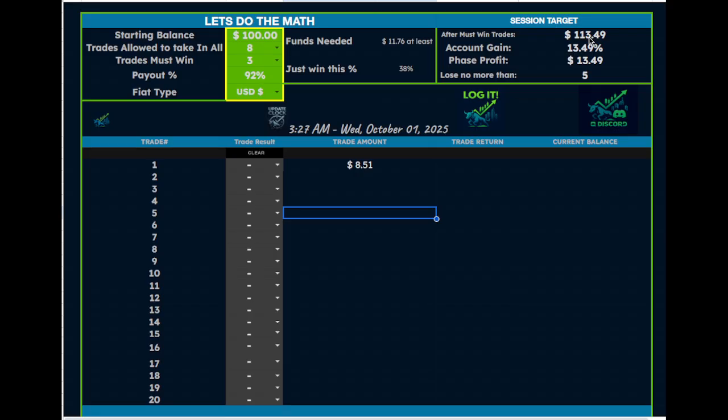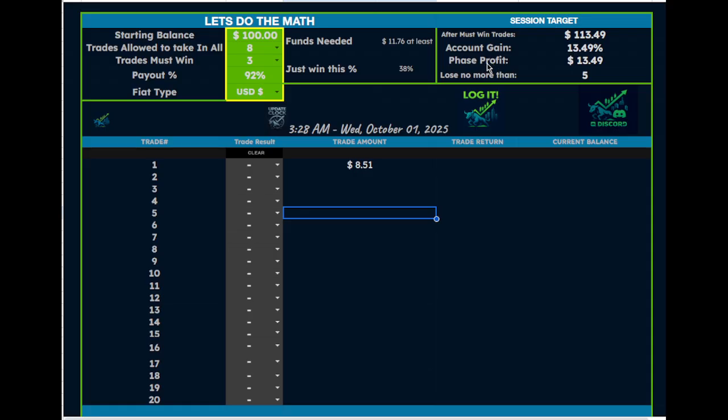It just varies. And instead of me getting real technical about how Pocket Option really works, I'm just going to leave it at that. All right. And I'll save that for a later date, if you guys ever wanted to go trade on live, or if you have a question about that. But account gain, this is how much you would gain after you have won your 3 trades out of 8. You're going to have a 13.49% gain on your account. Okay.